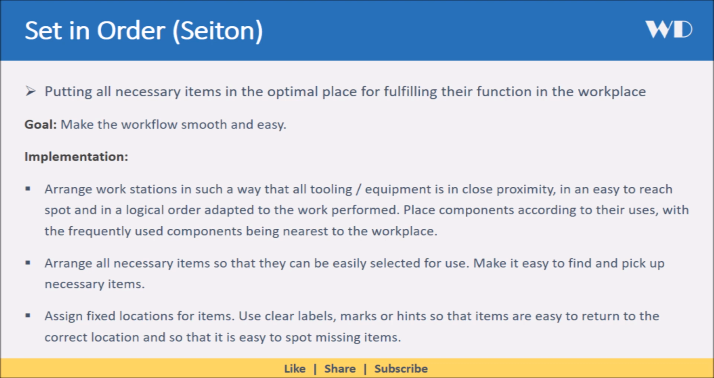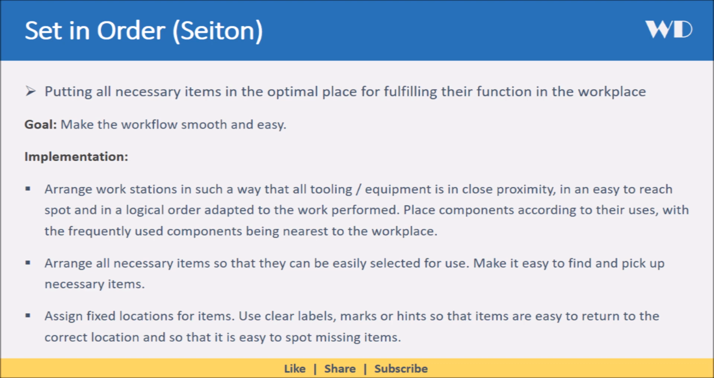The next step is to set in order. This step encourages the efficient use of space and storage to organize your area, and can only be started once sort is complete. This involves putting all necessary items in the optimal place for fulfilling their function in the workplace. The goal is to make the workflow smooth and easy.